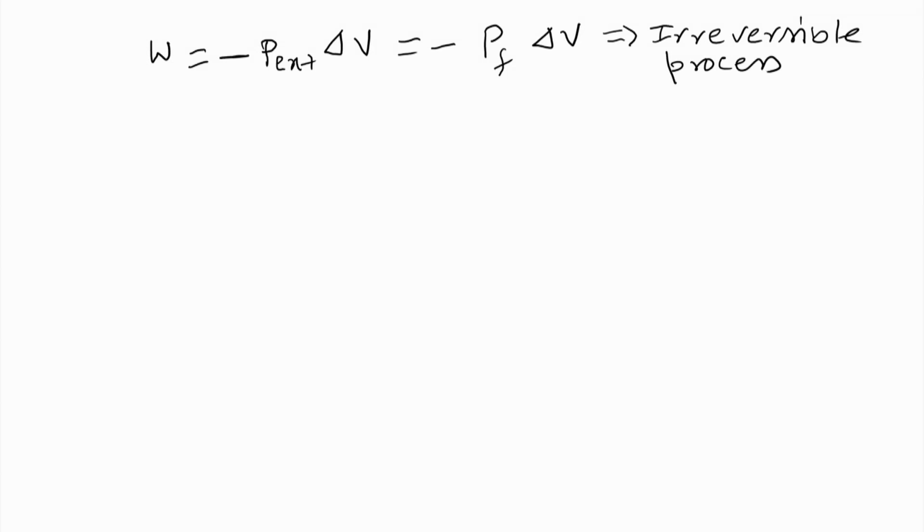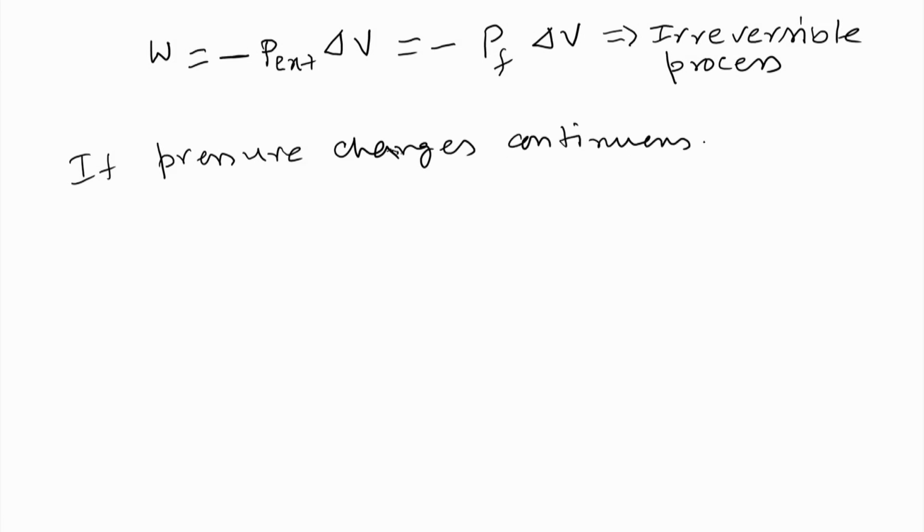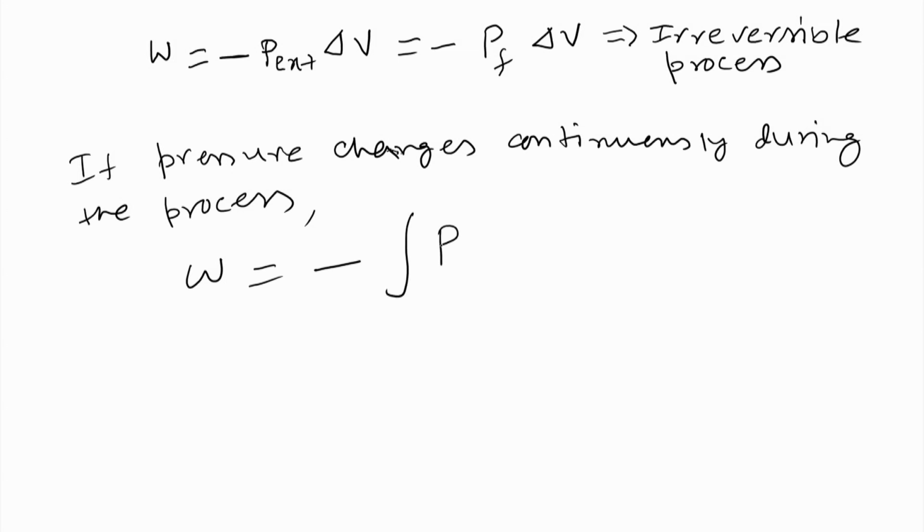Okay, now if pressure changes continuously during the process, then we can write W is minus P external dV. So this is a very general expression, and this is applicable for reversible process.